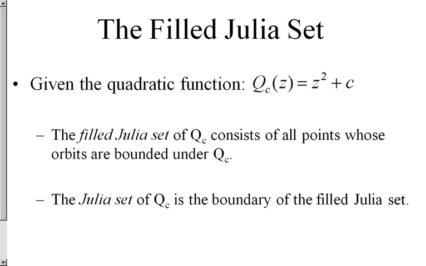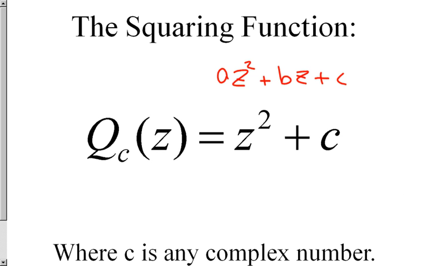The Julia set, not the filled Julia set, but just the Julia set, is the boundary of the filled Julia set. Does that make sense? So it's a difference between a circle or the ring versus a disk, which does not include the ring. Definition.